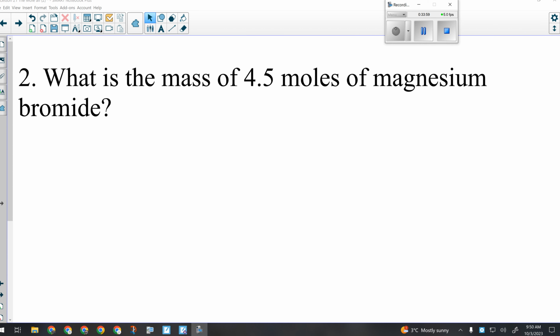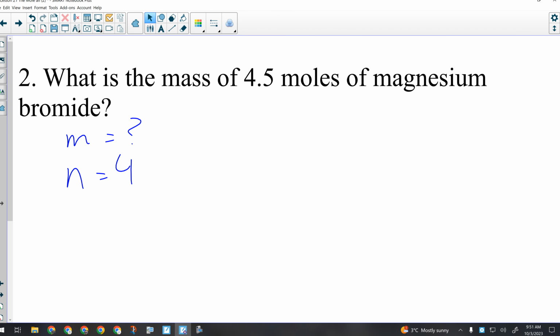Okay, so what is the mass? What are they asking me for? Little m. Of 4.5 moles, what did they give me there? N. Of magnesium bromide. Now this one's a little trickier because they gave me the name, not the formula. All right, so I've got to do this then.